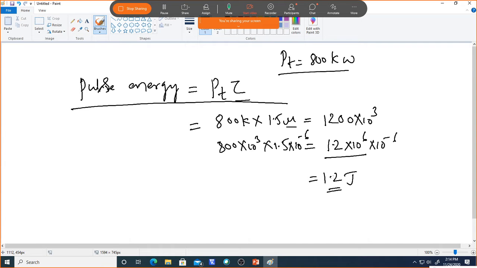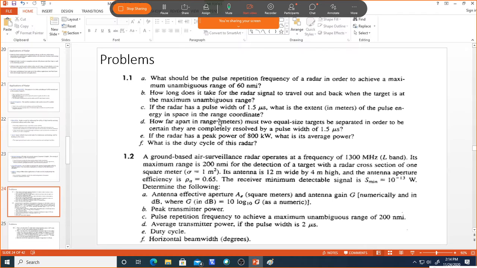Now next we need to find out how far apart in range two equal size targets must be separated in order to be certain they are completely resolved by a pulse width of 1.5 microsecond. So if we have a pulse width of 1.5 microsecond, how much range should they be separated so that the two targets can be detected or resolved.